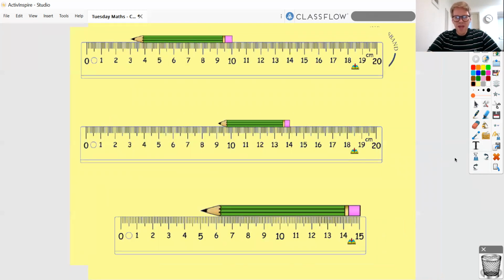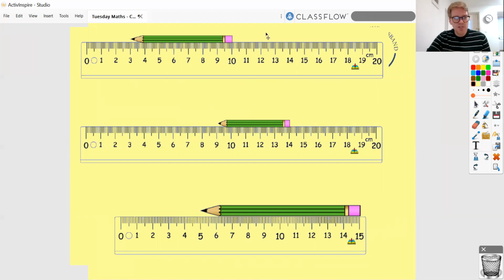Now, could we accurately measure these pencils at the moment? What do you think? Well, I would say it's not ideal, is it? It's not how I would measure these pencils. What would I do differently? I'd make sure they all started on 0 because that would make my life much, much easier. But is it still possible to do? Well, yes, we could. It's not ideal. It's not the best way of doing it.